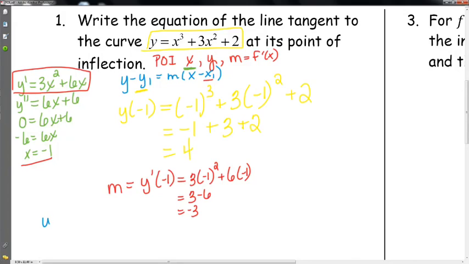So I have y minus 4. Again, that's my y coordinate, is equal to my slope times x minus my x coordinate, which was my point of inflection. There we go.